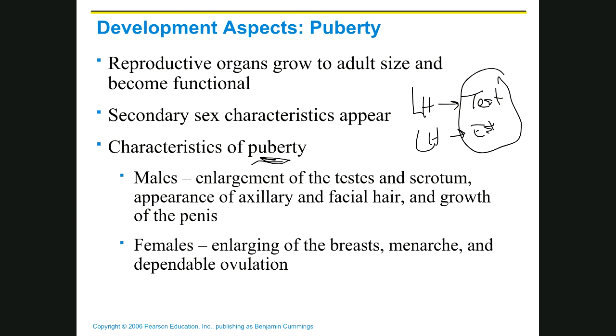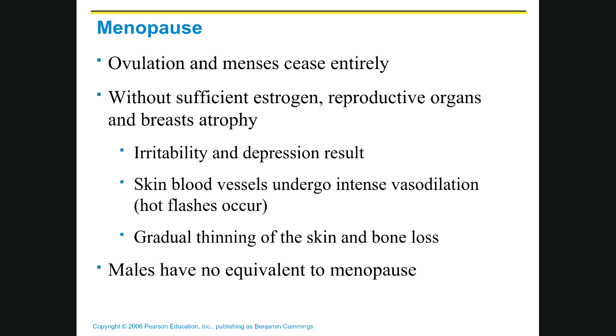So in males, we're going to get an enlargement of the testes and the scrotum and the penis. We're going to get hair distribution growing, the lowering of the voice, the changing of the skeleton, the muscular changes and all that. In females, we're going to get enlargement of the breast. We're going to begin menses. We're going to start ovulation. It's also going to change the shape of the pelvis and so on. And then remember, males continue to produce sperm basically their whole lives, but females have a limited reproductive lifespan.